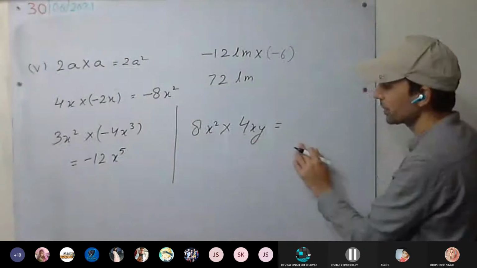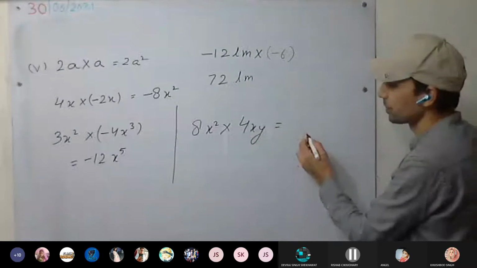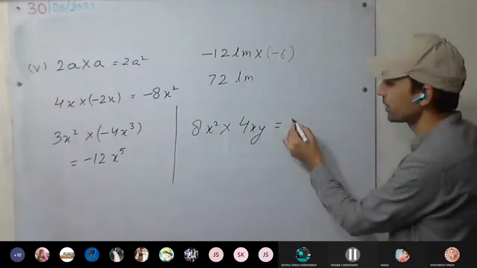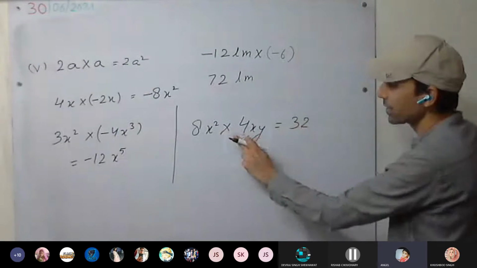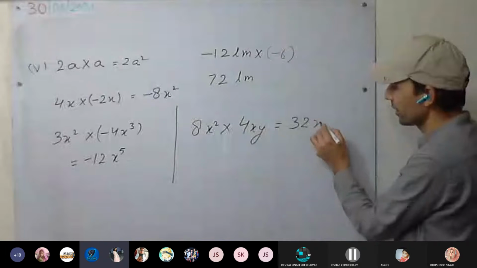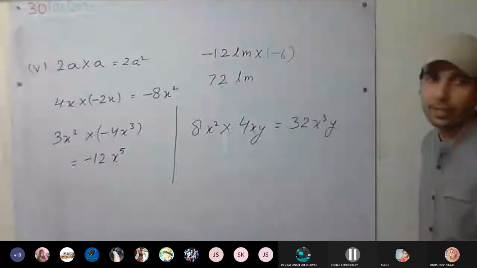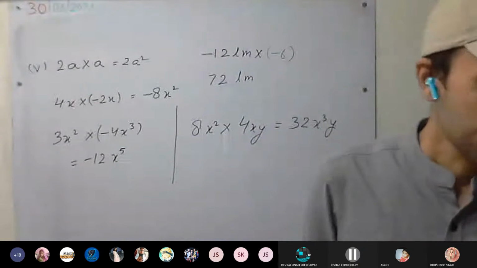So first the constant terms. How much will it be? 32. And remaining x square into x cube y, that is x cube y. Okay.